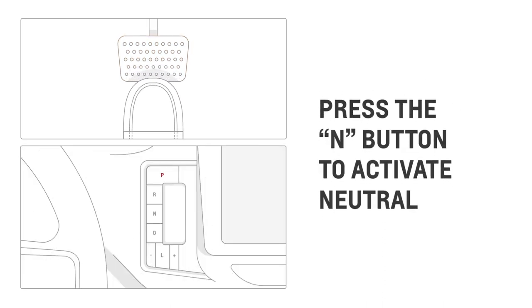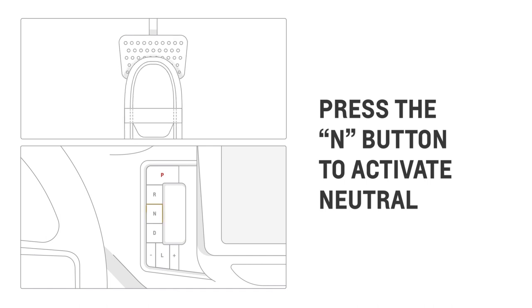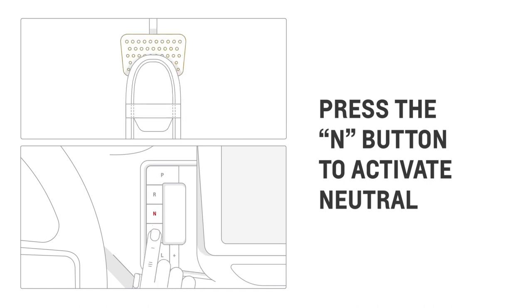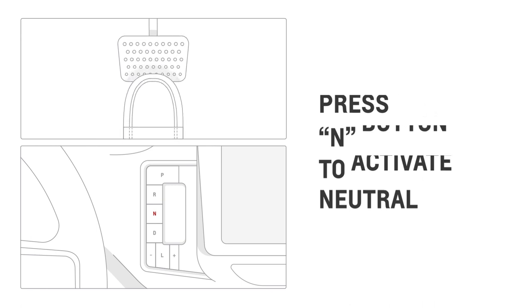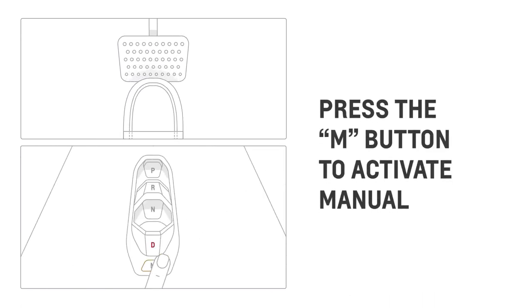To shift into neutral from park, place your foot on the brake pedal and then hold the neutral button until it turns red. While in drive, press the M or L button to engage manual or low.